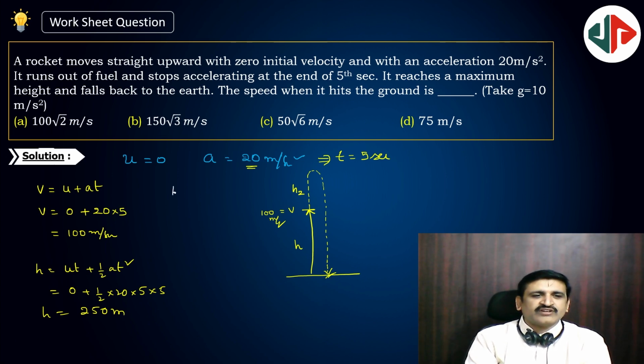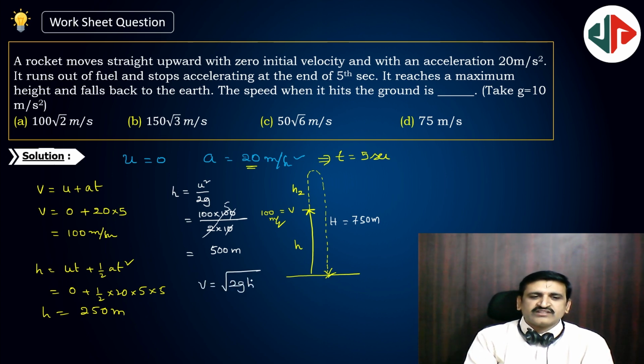Further height h is equal to u square by 2g, because it's gravitational motion. So u square is 100 square, 100 into 100 by 2g, 2 into 10. So 10 will go and this will go as 5. So 500 meters it further goes. So total h is equal to 500 plus 250, 750 meters. So the velocity of a freely falling body, v equal to root 2gh, right? Root 2gh.